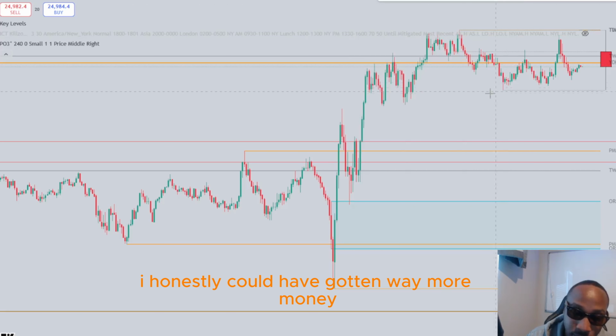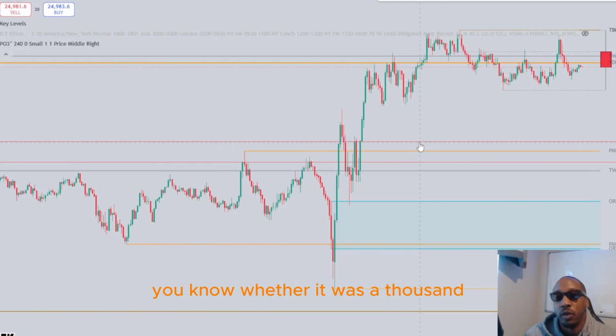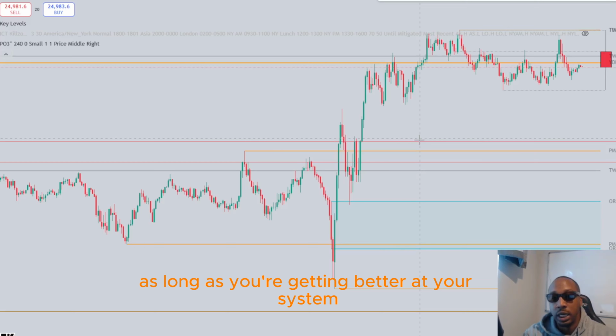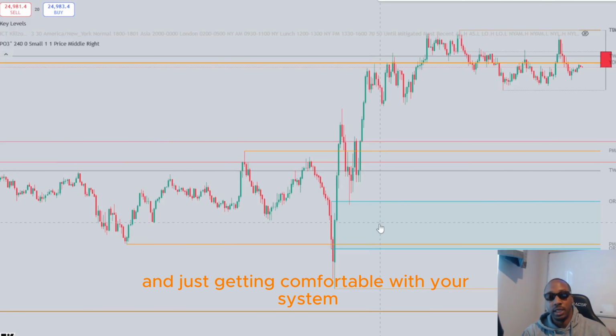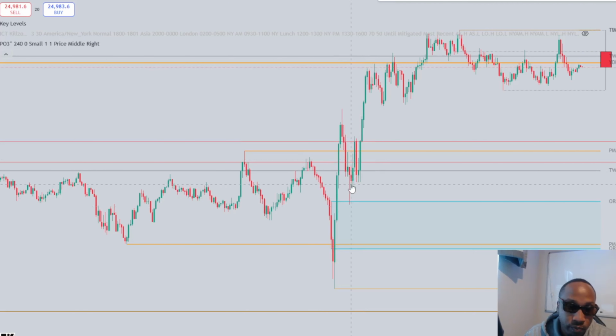I honestly could have gotten way more money, but when you have multiple accounts and you understand, whether it was $1,000, $10,000 made, it doesn't really matter the number as long as you're getting better at your system and just getting comfortable with your system. There's no other better feeling, you know.